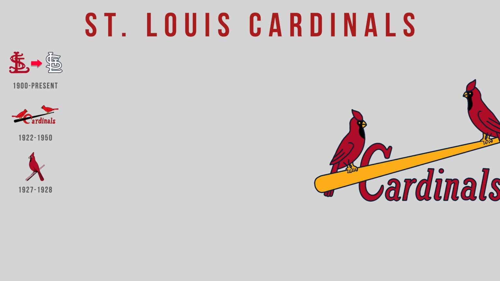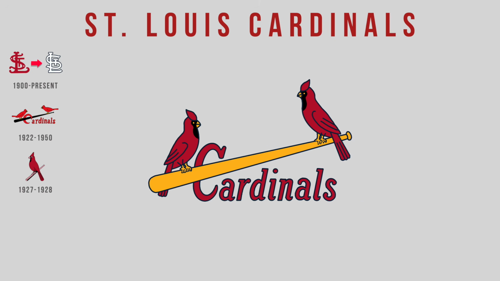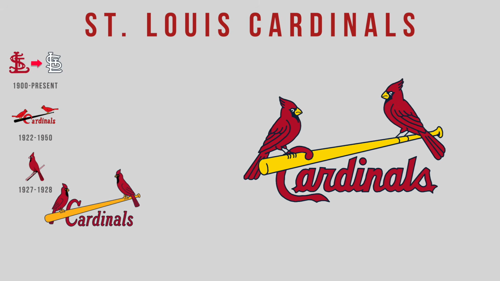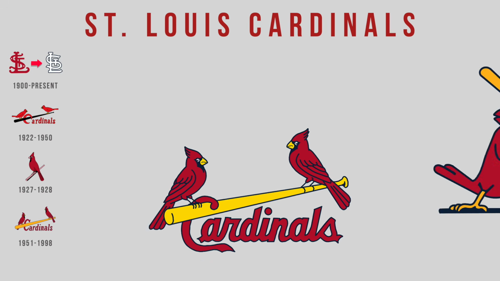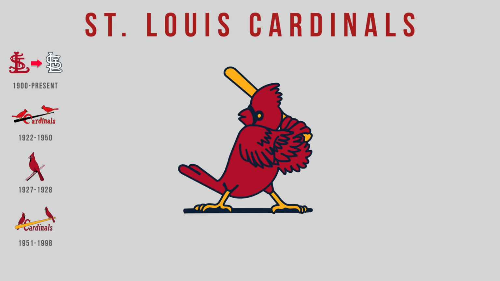Then in 1951, they updated their uniforms and included a yellow bat for the first time. You can see the resemblance already of the logo on the team's current uniforms. Ever since 1951, the Cardinals have had a variation of this logo on their uniforms, only recently replacing the word Cardinals for the first time with St. Louis on special occasions.